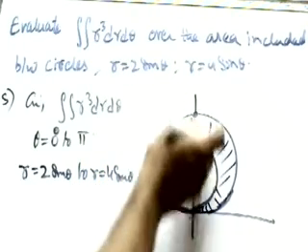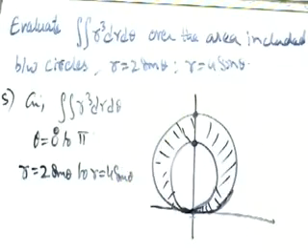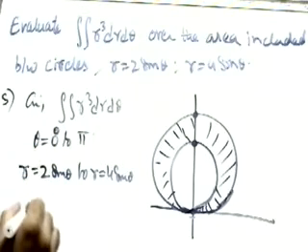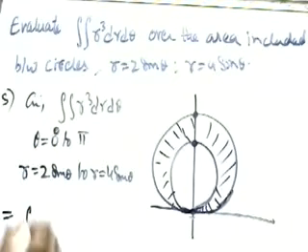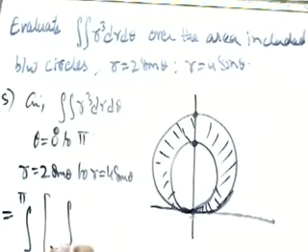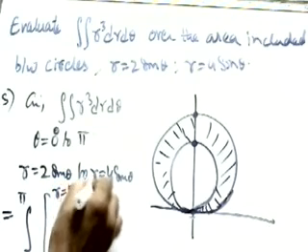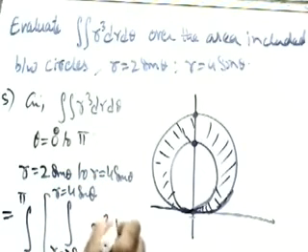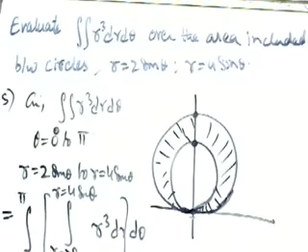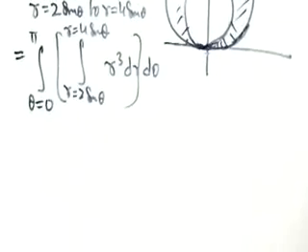Between these two, the r value for the smaller circle is 2 sine theta, and for the bigger circle the r value is 4 sine theta. So these are the values. Let me change the equations. First we write the constants: theta equals 0 to pi, then r equals 2 sine theta to r equals 4 sine theta, r cubed dr d theta. Let's first integrate with respect to r.